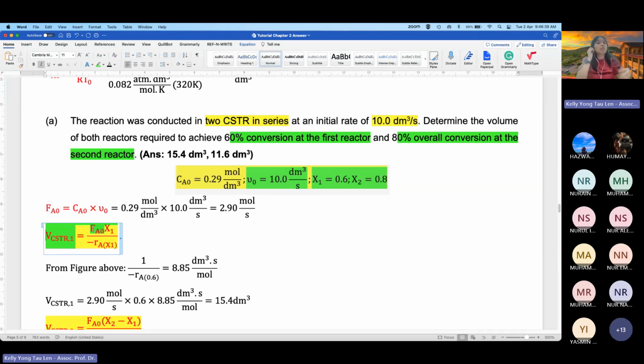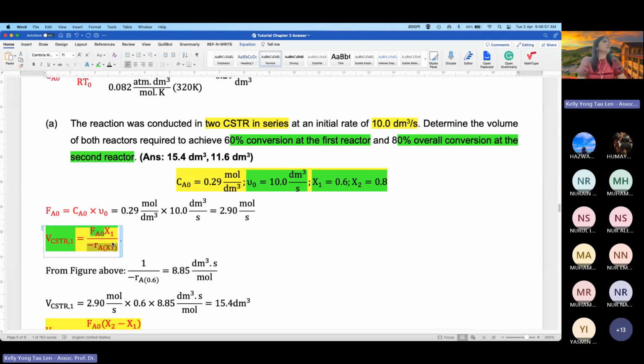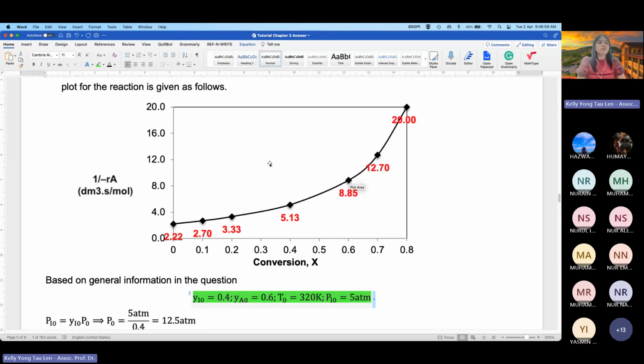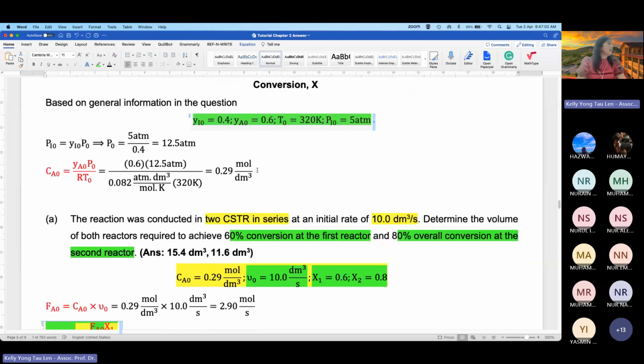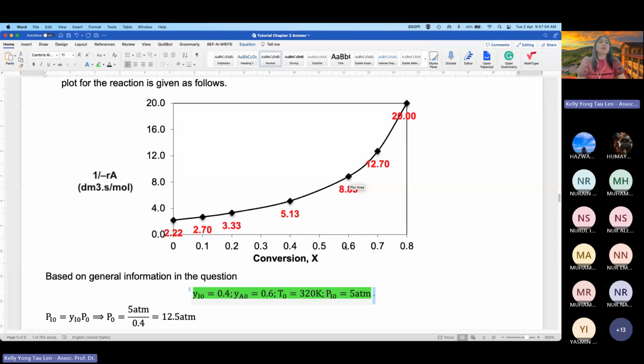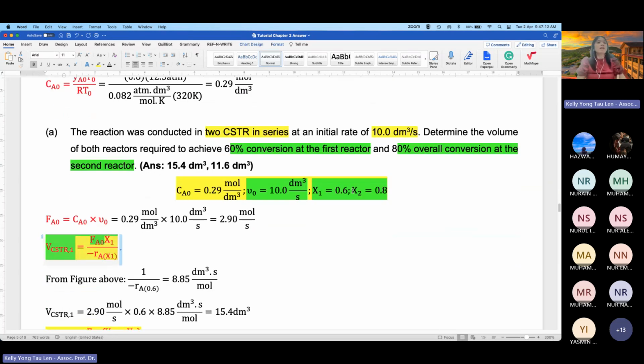So let us look again at the rest of the variables. Next one is X1. X1 I know, X1 is 0.6, because you mentioned in the question the conversion in the first reactor is 0.6. Next one is minus RA at X1. This information I can check from the Levenspiel plot, because when my X1 is 0.6, 1 per minus RA is 8.85. So I know X1 and I can find minus RA at X1.